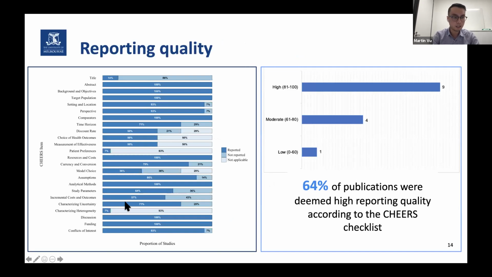On the figure to my left is the CHEERS checklist. So each row represents a single item on the CHEERS checklist, and the different colors highlight how well it was reported, whether it was reported, not reported, or not applicable. And so based on the dark blue color that represents good reporting, it is quite consistent across all of the different items in the CHEERS checklist. And evidently, when we scored each individual publication on the CHEERS checklist, 64% of publications were deemed high, so scored a score of 81% or higher.